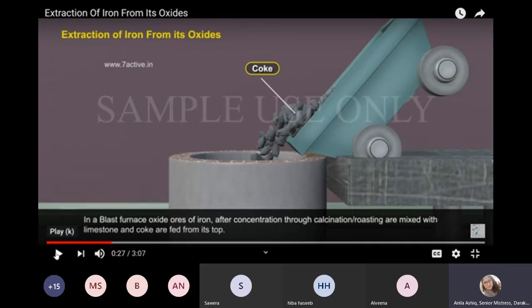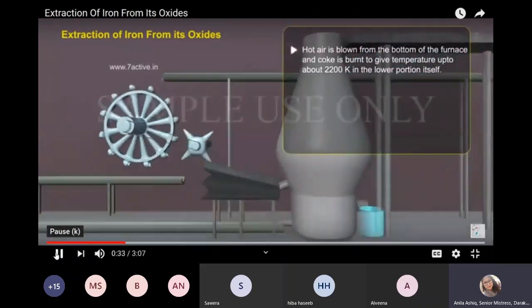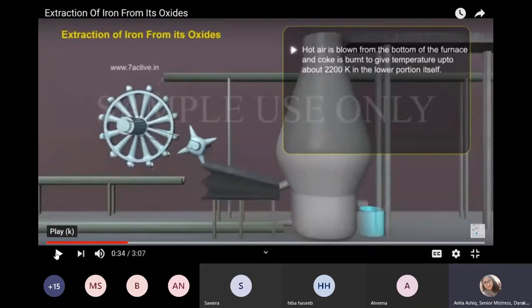Let's move ahead. Coke is fed from its top. Hot air is blown from the bottom of the furnace. Can you see the vessel in front of you? This vertical vessel in front of you, what do we call it? That's right, blast furnace. We do call it blast furnace. Very good.